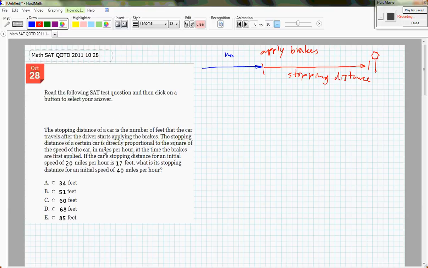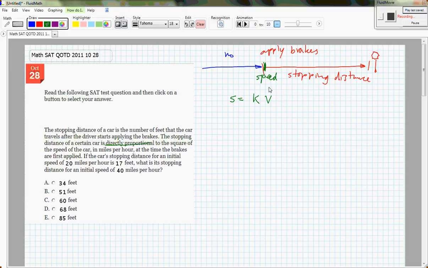The stopping distance of a certain car is directly proportional to the square of the speed of the car in miles per hour at the time the brakes are first applied. So you have a speed here. As soon as you apply the brakes, you have a speed. The stopping distance is directly proportional to the square of the speed.